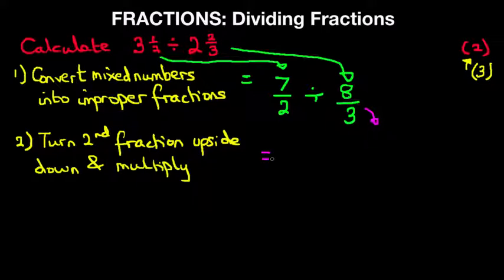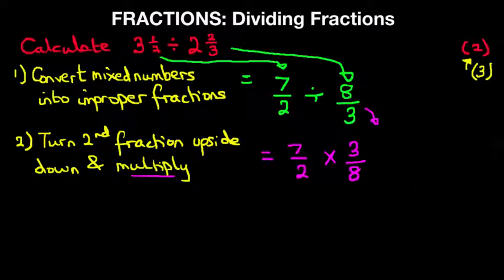So let's do this. So 7 over 2, and we're going to now multiply by turning the second fraction upside down. So we now have 7 over 2 times 3 over 8. Okay, this is a very important step, and it makes working these kinds of questions out very easy.